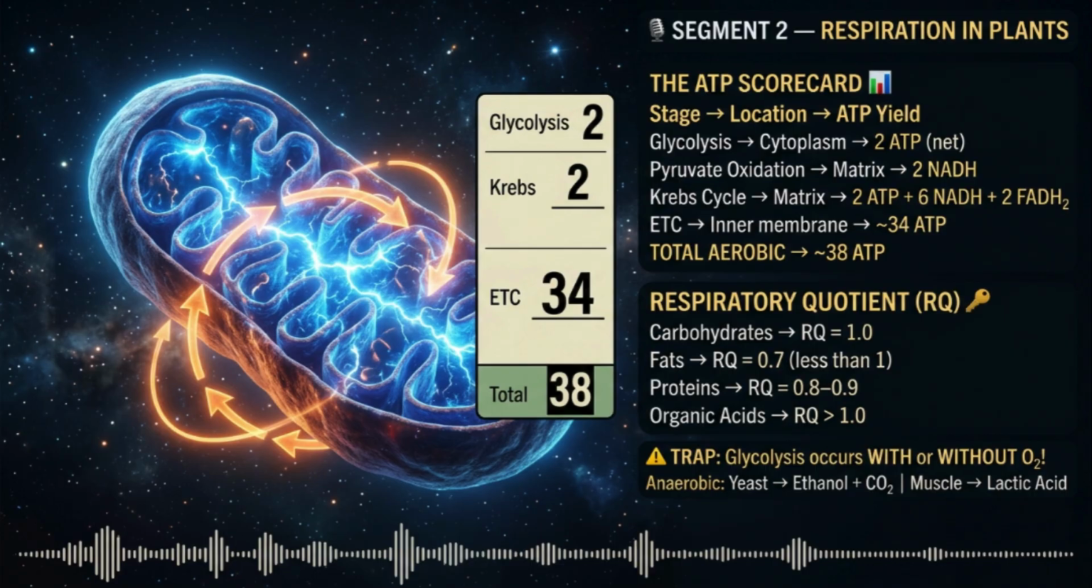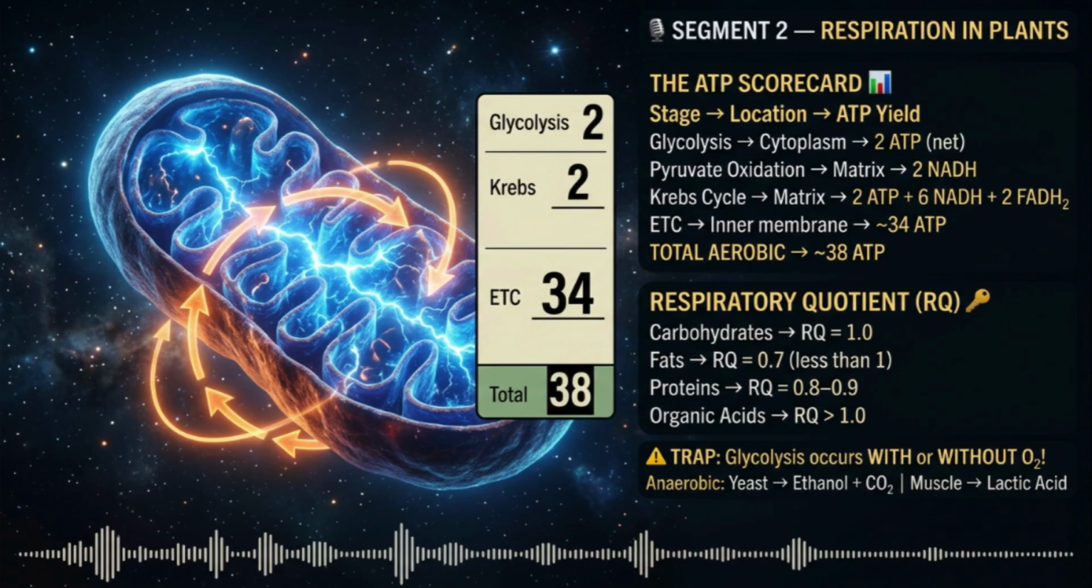Now, respiratory quotient. RQ is the ratio of CO2 released to O2 consumed during respiration. For carbohydrates, RQ is exactly 1, equal amounts of CO2 and O2. For fats, RQ is approximately 0.7. Fats need more oxygen to oxidize, so O2 consumption is higher relative to CO2 release. For organic acids, RQ is greater than 1. They already contain oxygen in their structure, so less atmospheric O2 is needed.